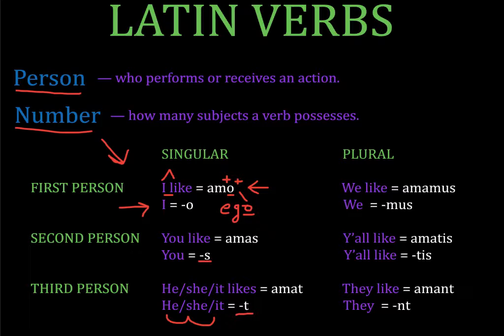Moving on, first person plural, we is equivalent to mus. Second person plural, y'all or you all is equivalent to tis. And last yet not least, the third person plural, they in English is equivalent to the Latin personal ending nt. In review, this video summarized how Latin personal endings work in relationship to English verb relationships.